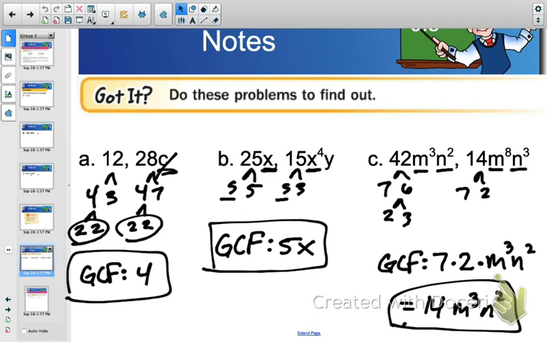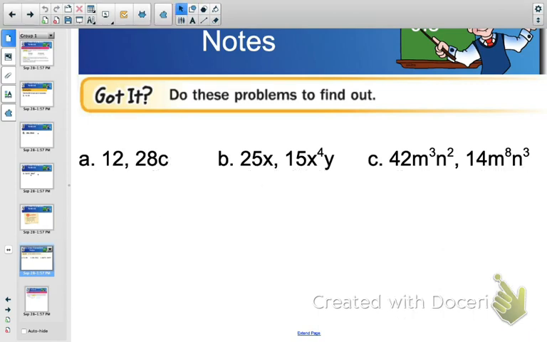14 and 42. Well, 7 and 2 both go into those, so that's why I got 14 here, 7 times 2. And then they both have m's and n's. So this one has 3 m's, this one has 8, so they both share 3 in common, so it's going to be m to the third. This one has 2 n's, this one has 3, so they're going to be n to the second. So 14 m to the third, n squared is your GCF of those.